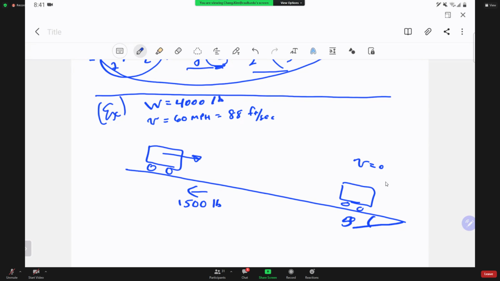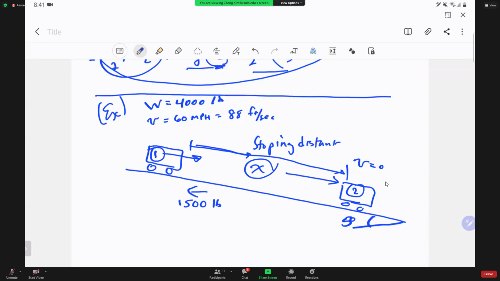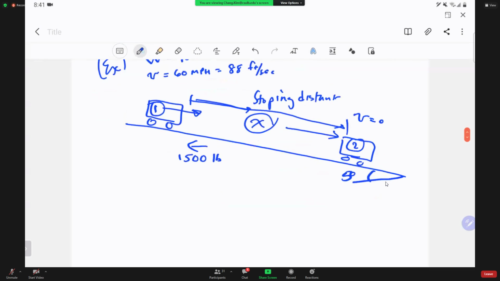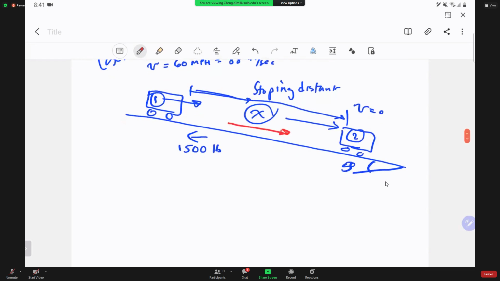incline. So I'm going to take this as position 1. This is position 2. Okay, and I want to find the stopping distance from here to here. When this happens, I'm going to call that x. Okay, so I'm going to sum everything in that direction. So I'm going to check the forces along that surface.